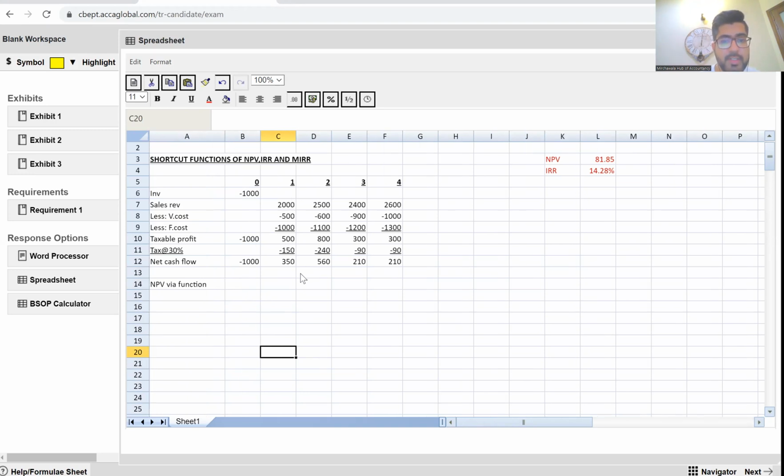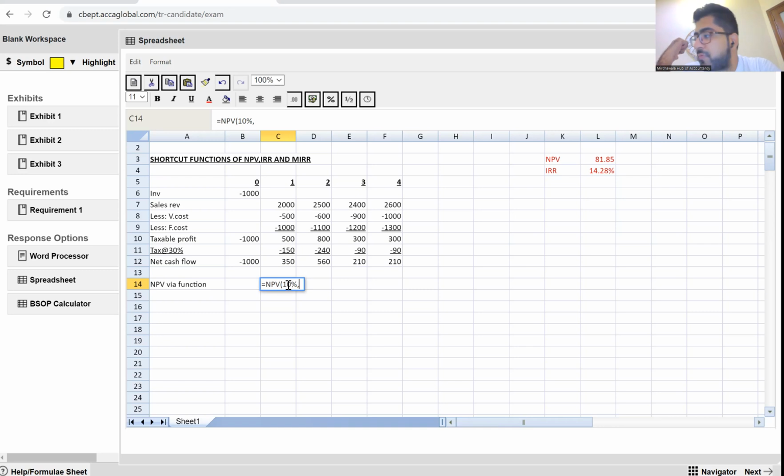How do you get NPV directly via function? Okay, please pay attention. You press equals to and write NPV, because you're finding NPV. Equals to NPV, bracket open, first write cost of capital. So what was the cost of capital or discount rate that was given in the question? Your WACC, 10%, whatever your WACC is, cost of capital, comma.